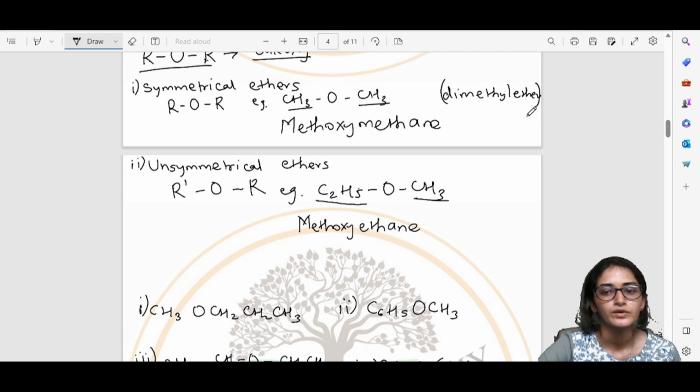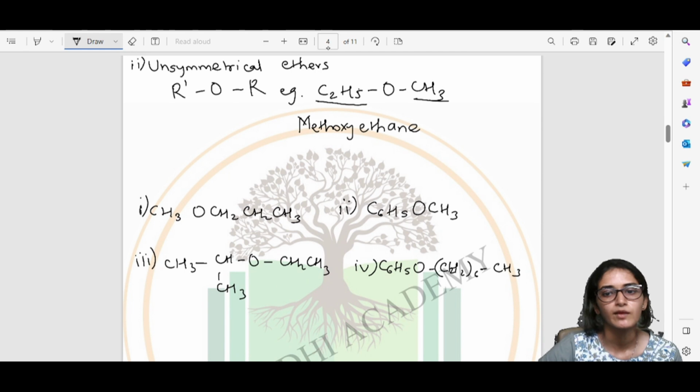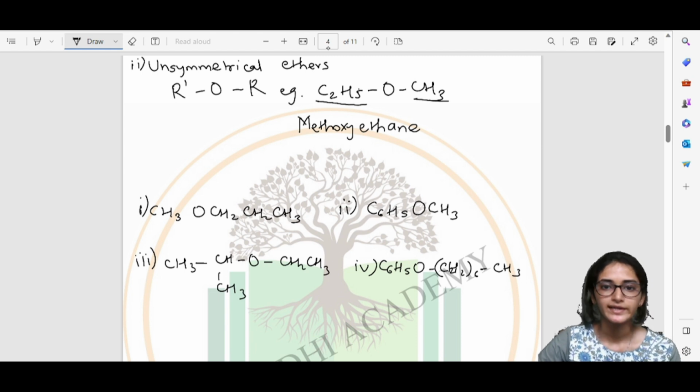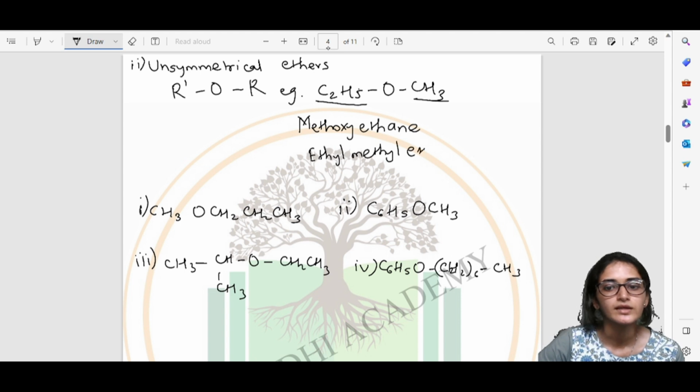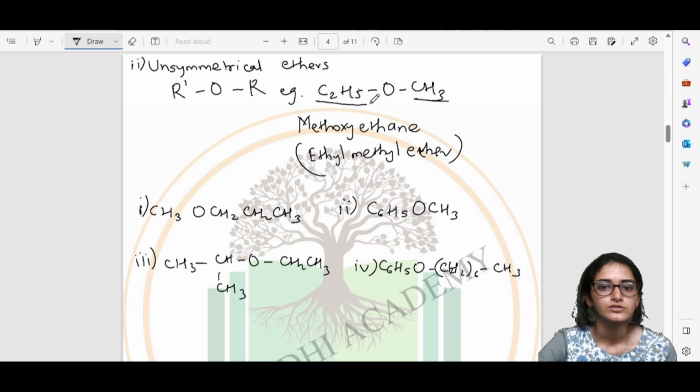Okay. Now here there are two different groups, so the name will differ here. So here you have ethyl and methyl groups. According to alphabetical order you have to give the name. So first E comes or first M comes? Obviously first E will come, so the name will be ethyl methyl ether. This is according to the common name. Okay, so this is about ethers.